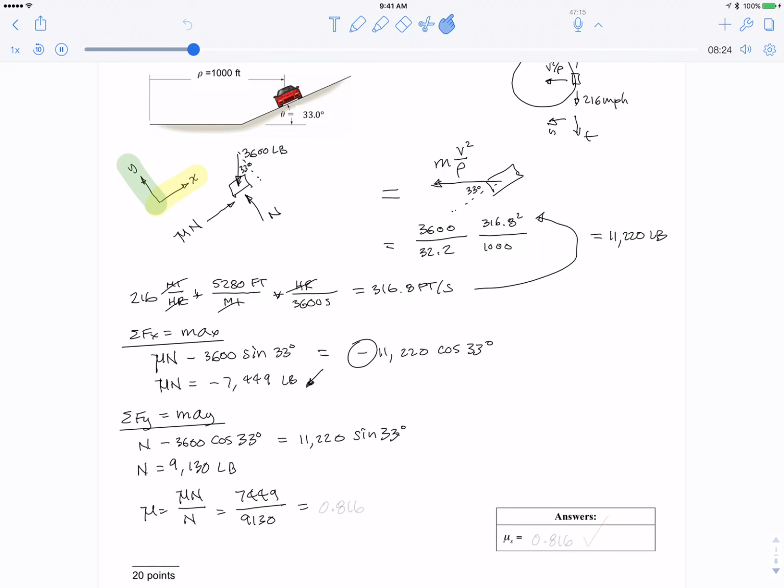And so mu is just mu n divided by n, which is 7,449 over 9,130, which is, there we go, 0.816, no units. And I found a solution for this, so I did get that right, and I also got it right when I was doing the problem at full speed.